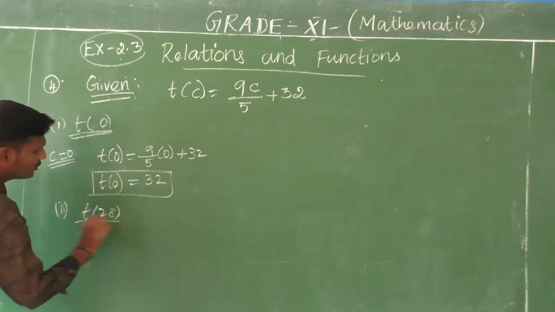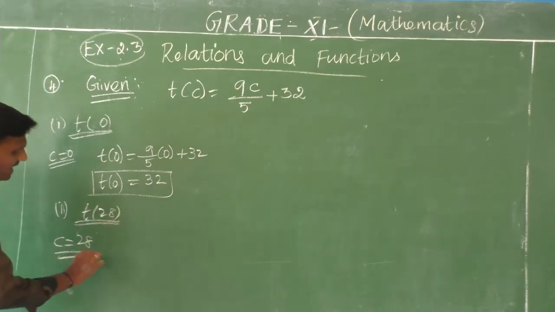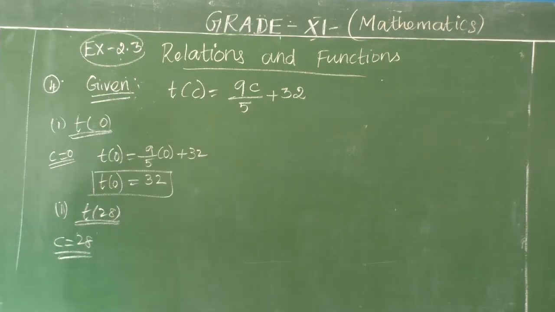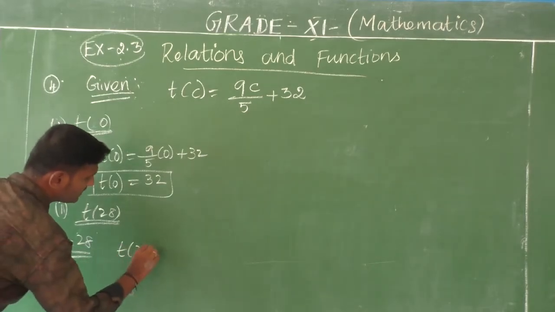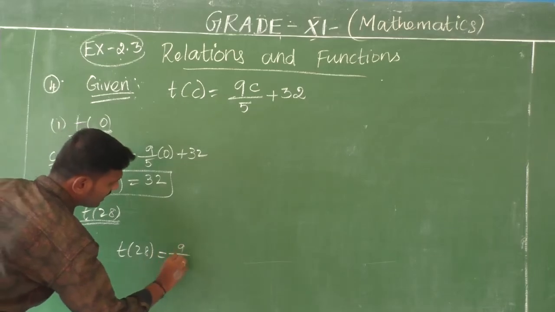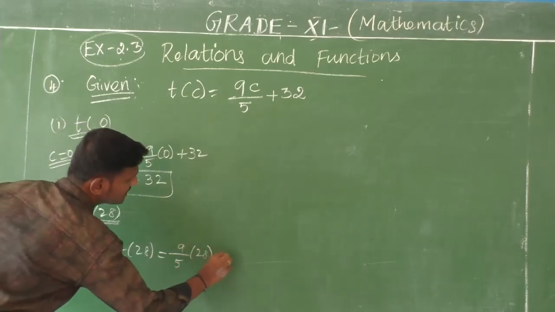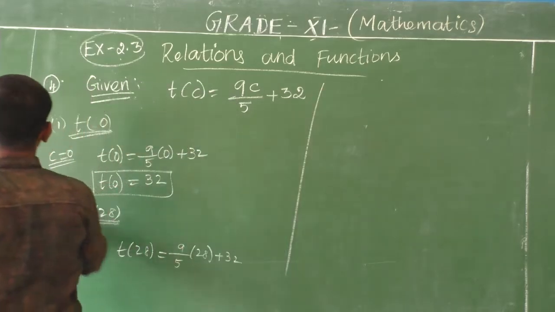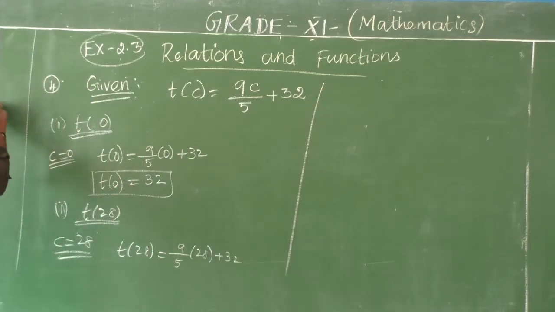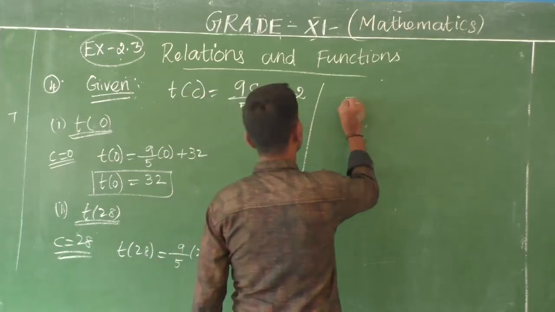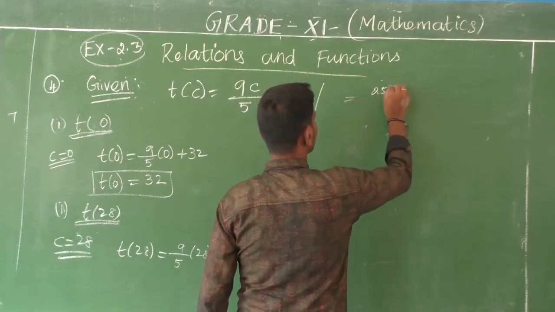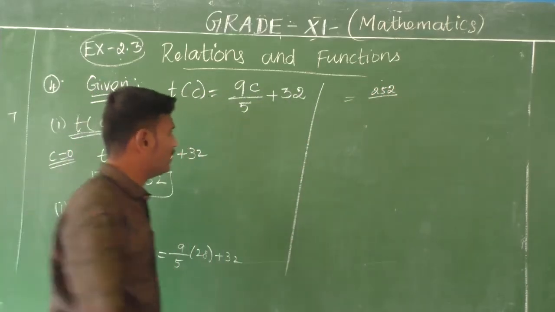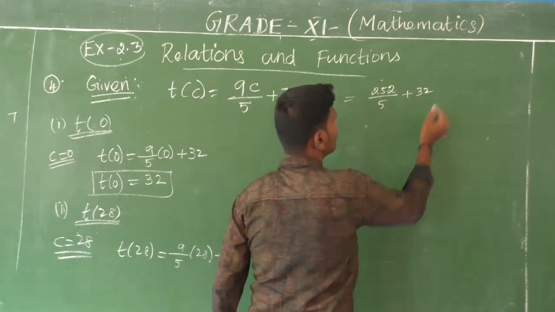The second question is asking T of 28. For that, we substitute C equal to 28. Now T of 28 equals 9 by 5 into 28 plus 32. For that we need to multiply 28 into 9. 9 times 8 is 72, carry 7, 9 times 2 is 18, plus 7 is 25. So the value of 9 into 28 is 252, divided by 5, plus 32.